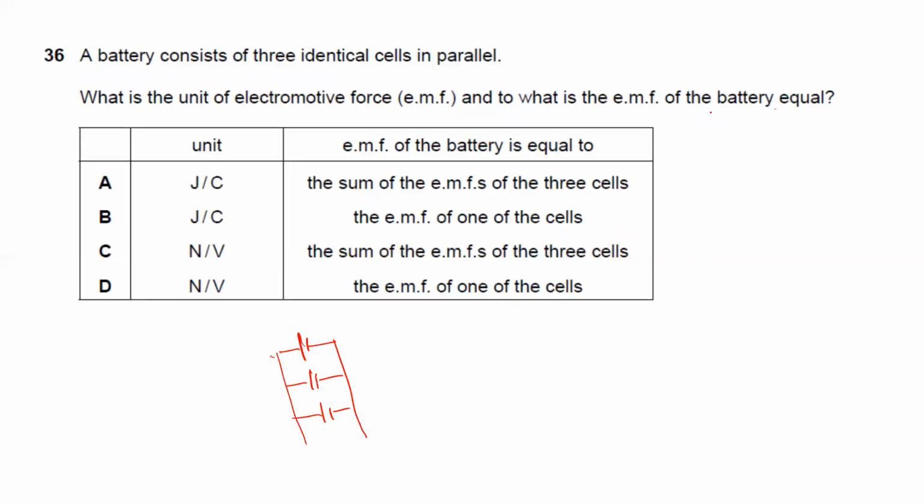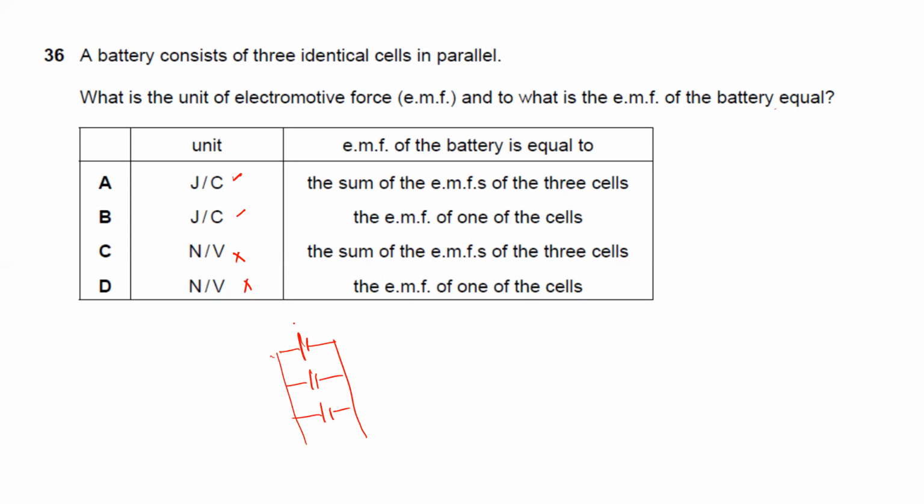The electromotive force is the amount of energy required in moving one charge through the complete circuit. That is called the electromotive force, and the units are joules per coulomb. So units: joules per coulomb, yes; joules per coulomb, yes; newton per volt, no; newton per volt, no. Okay, so the electromotive force of the battery is equal to: the sum of the EMFs of all three cells, or the EMF of one of the cells.